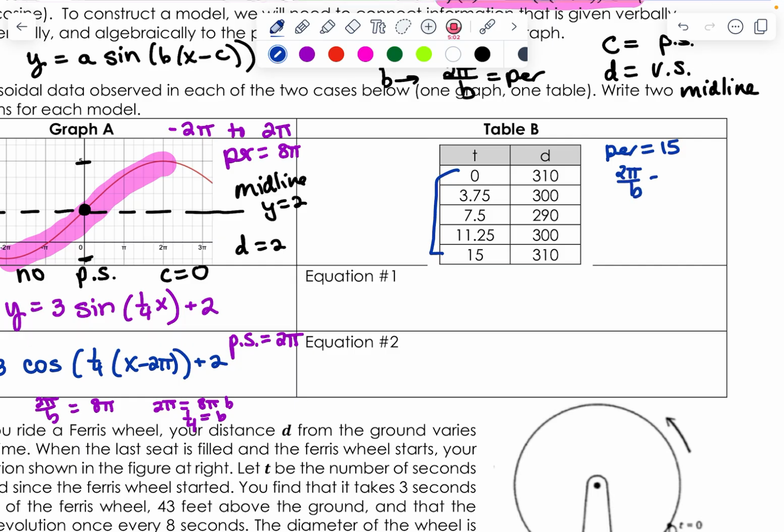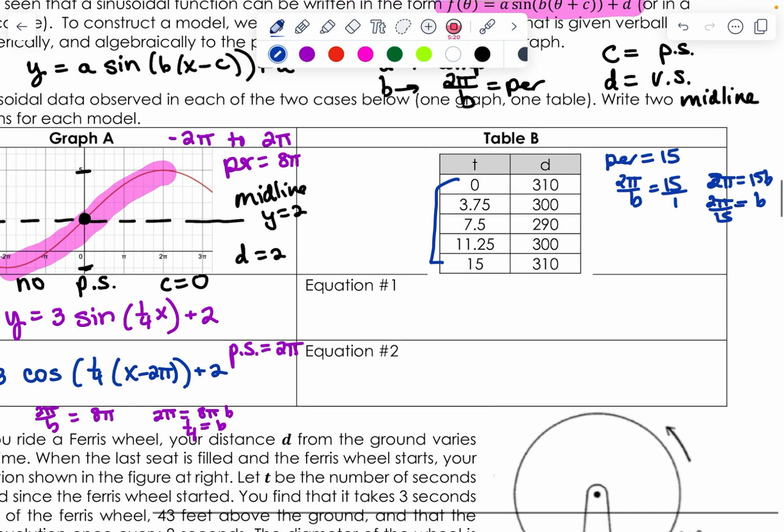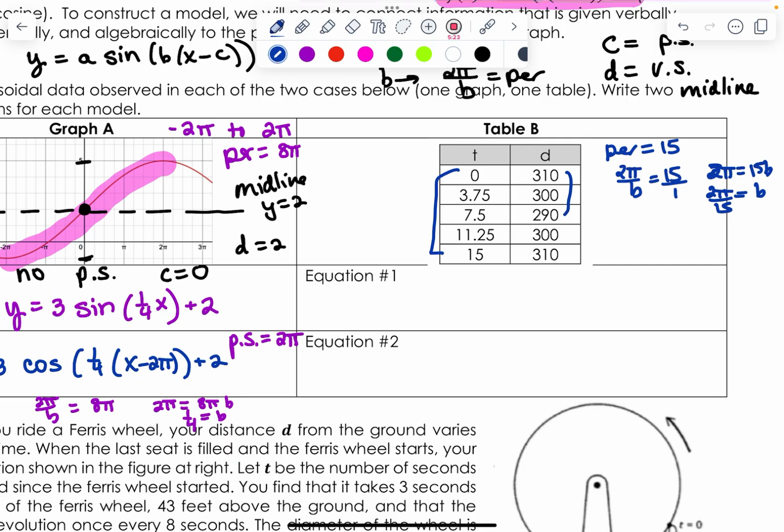So 2 pi over b is 15. That's like 15 over 1. So 2 pi is 15b, so b is 2 pi over 15. All right, so if you could imagine the midline, 290 to 310 is a total of 20. So my amplitude is 10. The midline then is going to be y equals 300. So the d is 300.